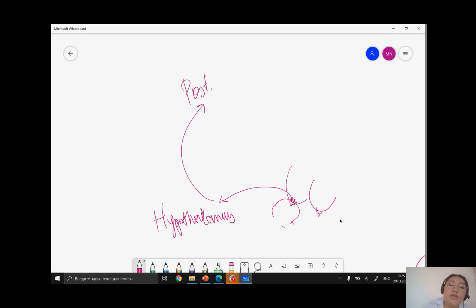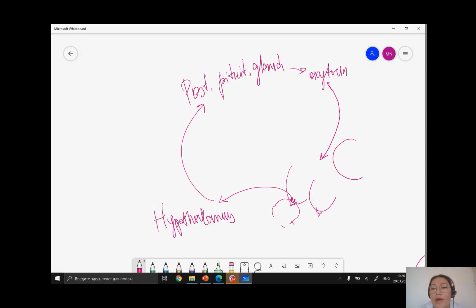Hypothalamus will send the signal to the posterior pituitary gland to release the oxytocin. Then oxytocin has the action on smooth muscular tissue, smooth muscles, within the mammary gland. Actually, mammary gland is a sweat gland, the modified apocrine gland, and I will draw it for you.